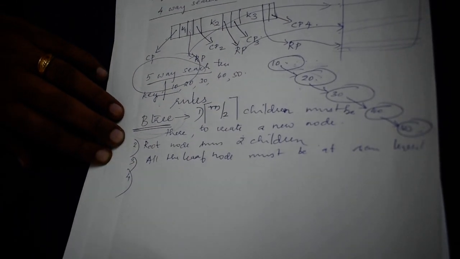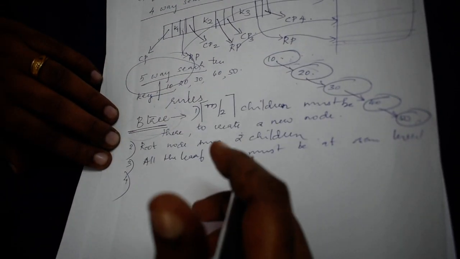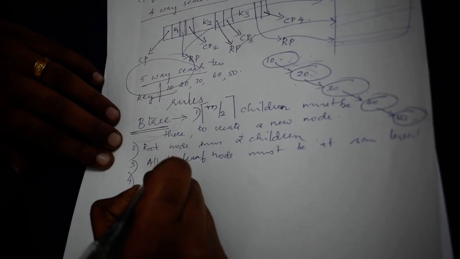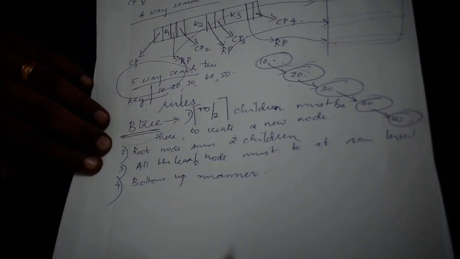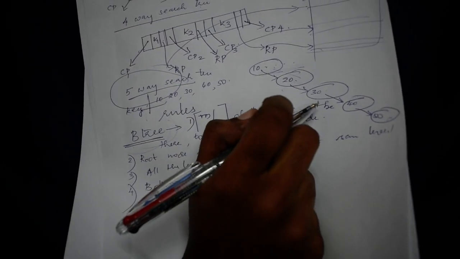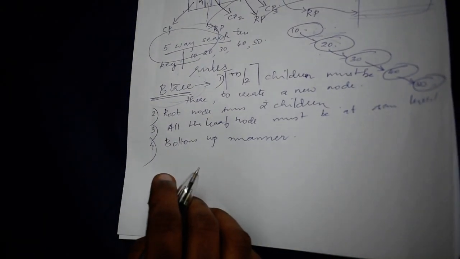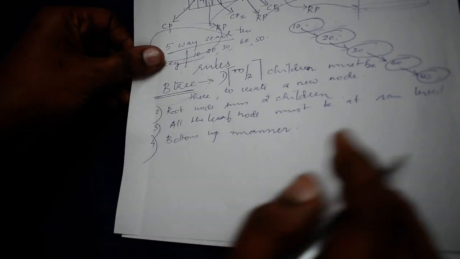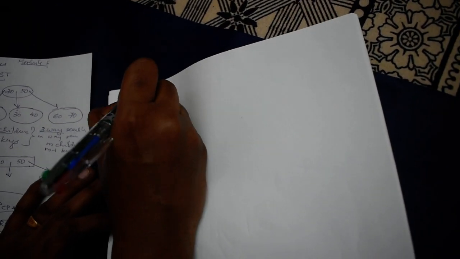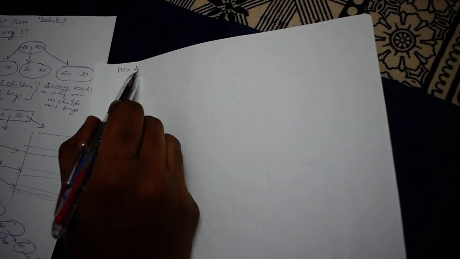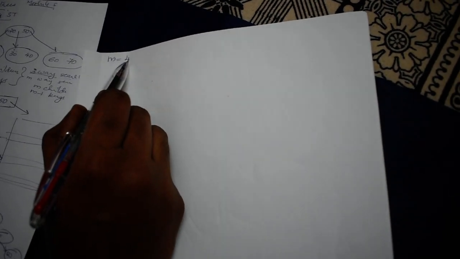And one more rule is there. While creating the tree, we will follow the bottom-up manner. So the bottom-up manner we have to follow to create the tree. So we will see with an example how to create a B tree in detail. Suppose I am considering an example. Suppose the m-way search tree, that is, m size is 4, that is a 4-way search tree, I am creating.